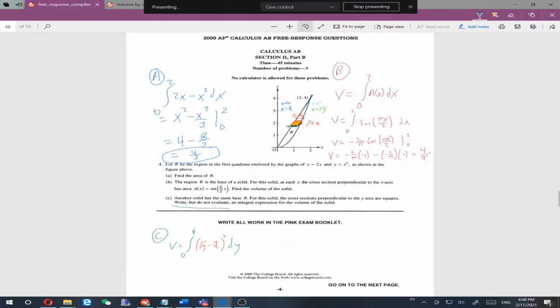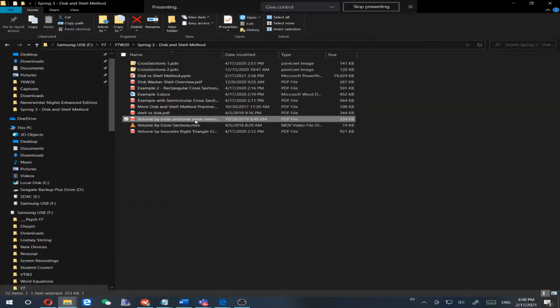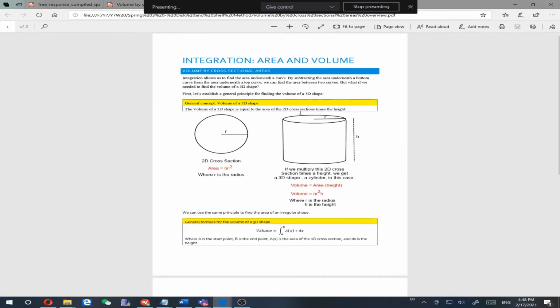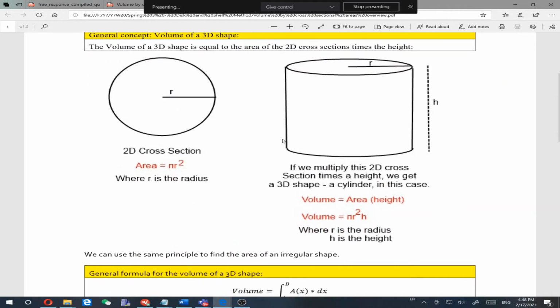I'm gonna quickly flash all of our disk shell method stuff one more time for Sarah who just joined. So let me go back a bit. Okay, Sarah, quick review. Anytime that we want to construct a volume, what we're really doing is multiplying a bunch of two-dimensional cross-sections together. So if I take this 2D cross-section of a circle and multiply times the height, I end up with the volume of a cylinder of pi r squared h.